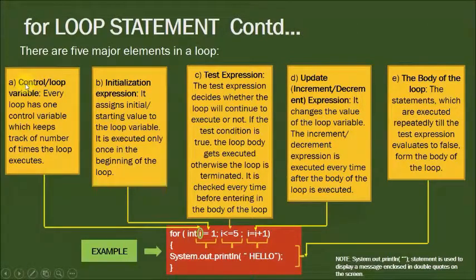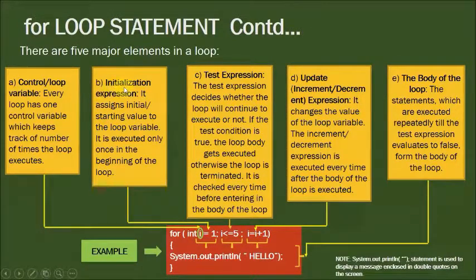So the very first part is the control or loop variable. Every loop has one control variable which keeps track of number of times the loop executes. So in this for loop, the control variable is i. It keeps track of how many times the loop is going to execute.